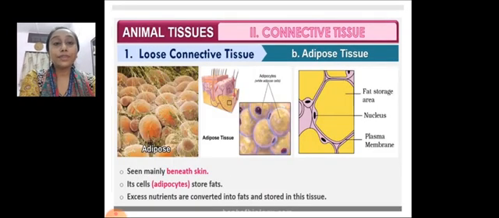Next, we will move to the second type of loose connective tissue, that is adipose tissue. Adipose tissue stores fat. These are large globular cells. They store so much fat that the cytoplasm and nucleus are shifted towards the periphery, and the whole center space is occupied by the fat. The cells of adipose tissue are called adipocytes, and this tissue is also present just below the skin.